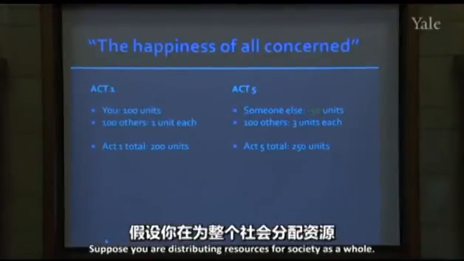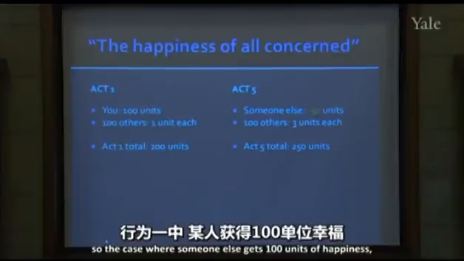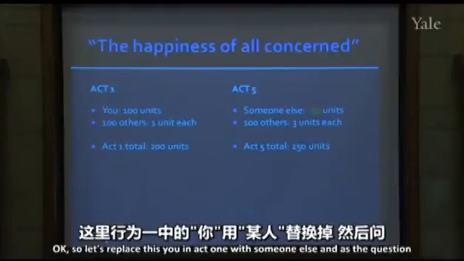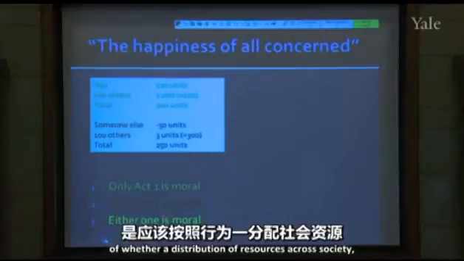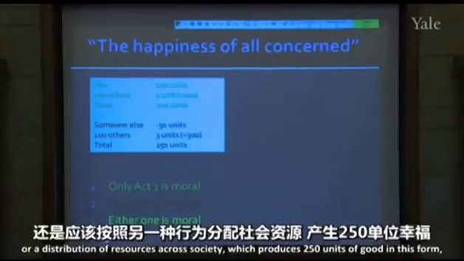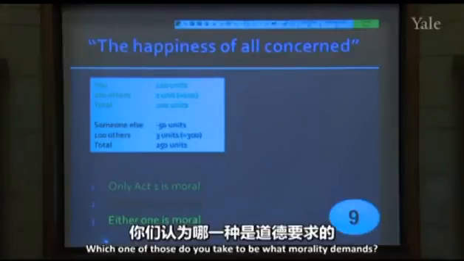Suppose you are distributing resources for society as a whole. Actually, this Act 1 ought to also be someone else. So the case where someone else gets 100 units of happiness and 100 others get 1 unit each. Or a case where somebody else loses 50 units of happiness, but 100 others get 3 units each. Okay, so let's replace this you in Act 1 with someone else and ask whether a distribution of resources across society which produces 200 units of good in this form, or a distribution which produces 250 units of good in this form, minus 50 units of suffering by one for 300 units of benefits by another. Which one of those do you take to be what morality demands?